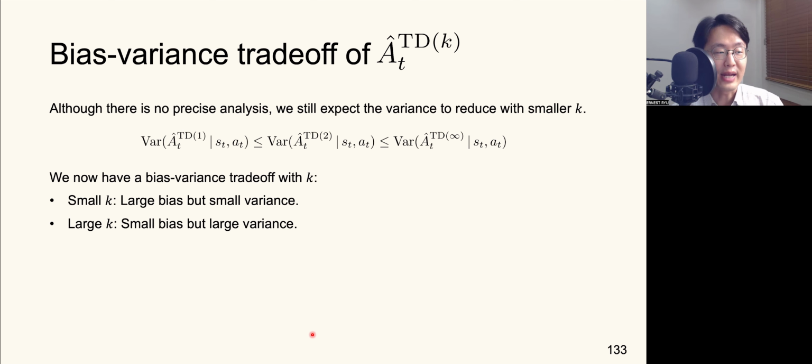When we're using the actual advantage estimator, where we use the value network, it's difficult to have a precise analysis of the variance, but we still expect the variance to be an increasing function of k. So we expect A hat of TD1 to be the smallest, A hat of TDK to be intermediate, and A hat of TD infinity to be the largest. So we now have a bias-variance trade-off with k. When k is small, our advantage estimate will have large bias but small variance. And when k is large, our advantage estimate will have small bias but large variance.